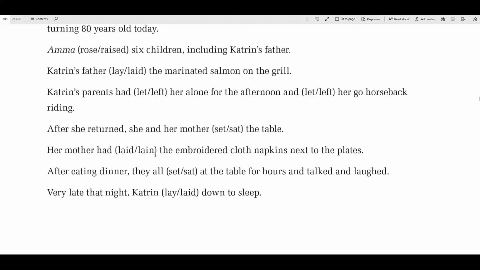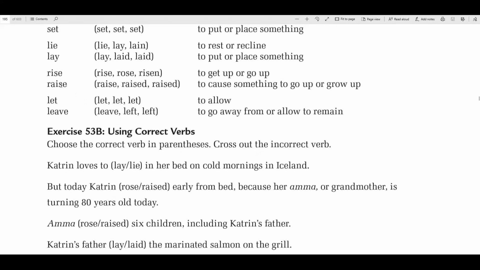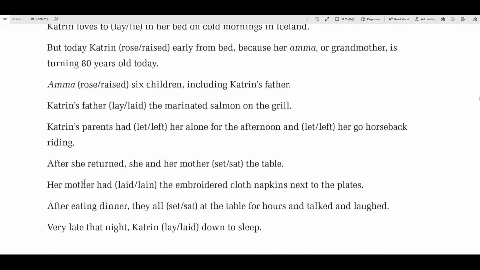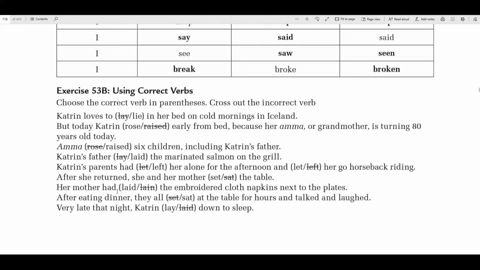Her mother had blank the embroidered cloth napkins next to the plates. Now, notice this word right here, this helping verb. So we know it's going to be the past tense of it, and it's talking about an object. Laid. It should be laid. Her mother had laid. Yes.